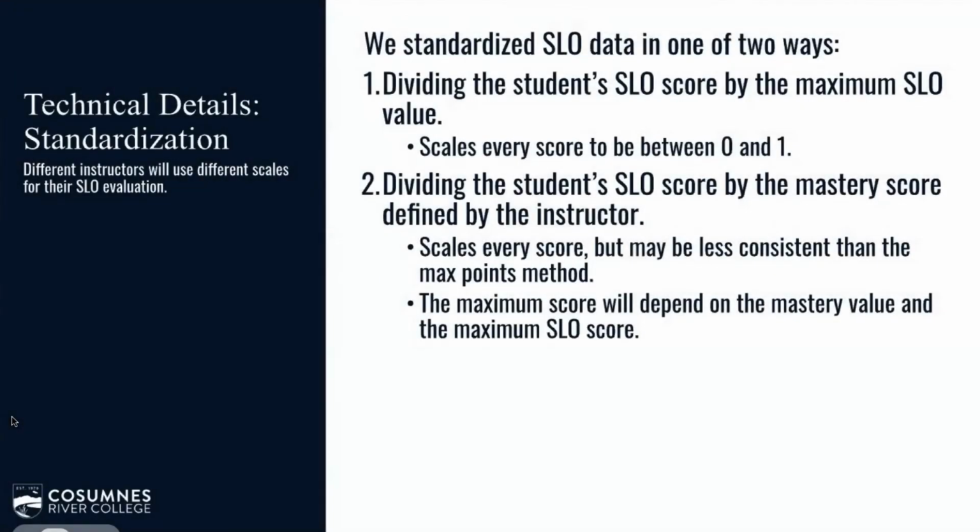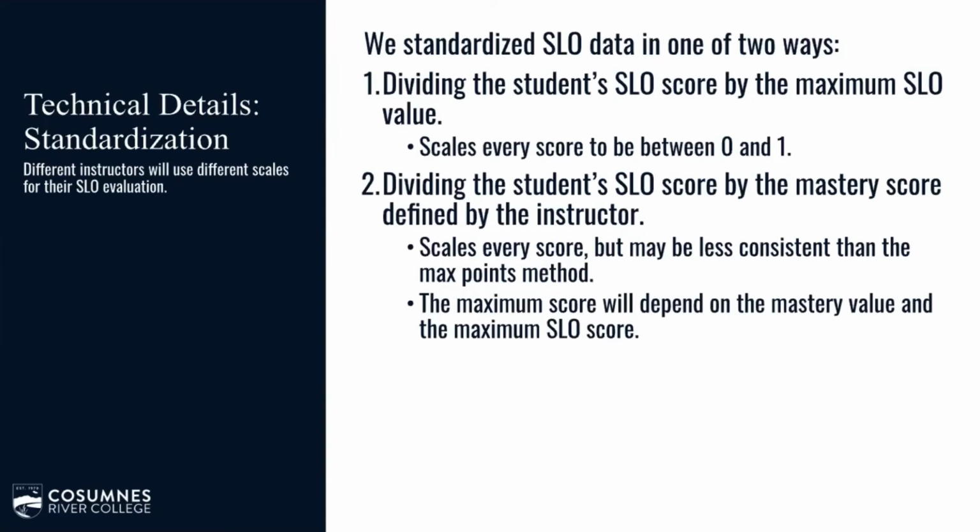And so there's a couple of ways that we do this. The first way is the best way, in my opinion. What we do is it's basically like how you calculate a final grade. You take the maximum number of points, you divide the student's score by the maximum number of points, that gets you a score between 0 and 1. If you multiply that by 100, it's a percentage.